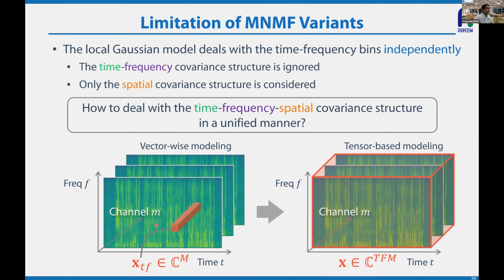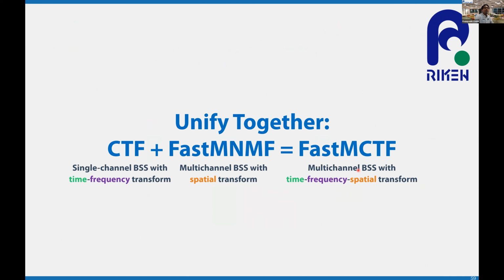Okay. However, FastMNMF is beautiful and useful in practice, but only the inter-channel covariance structure is considered. Our ultimate goal is to deal with the full covariance structure in this tensor data. This is the ultimate goal. So how to deal with the time-frequency-spatial covariance structure in a unified manner? Let's unify together the single-channel and the multi-channel blind source separation methods.